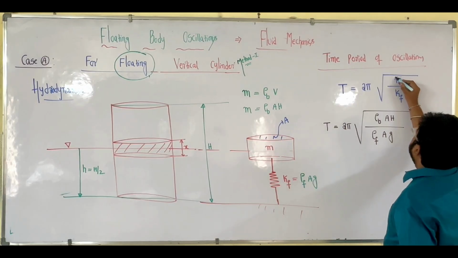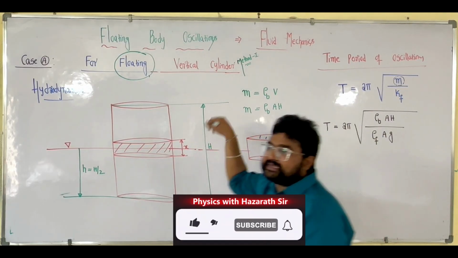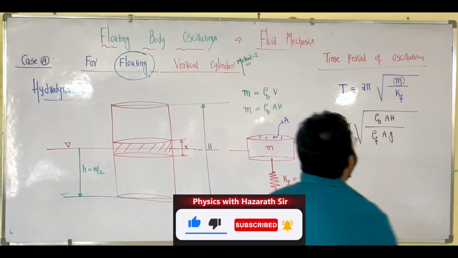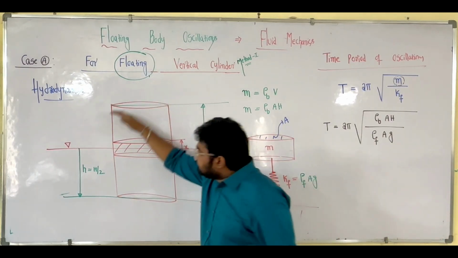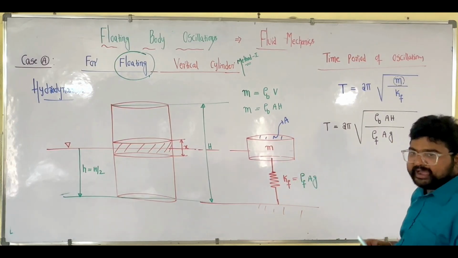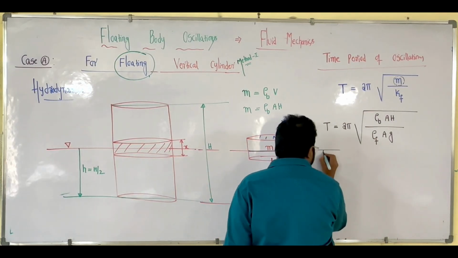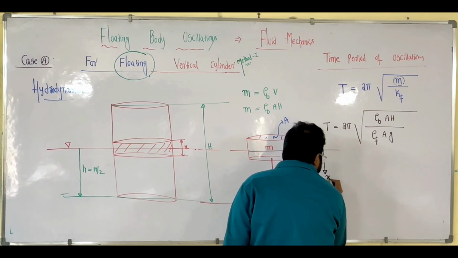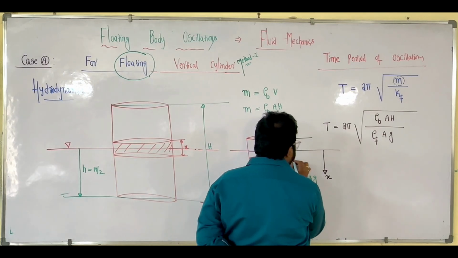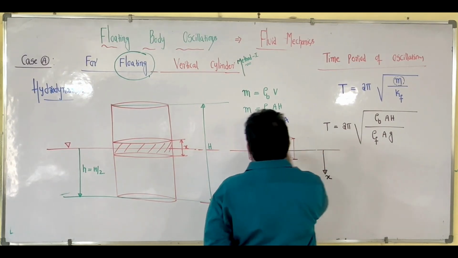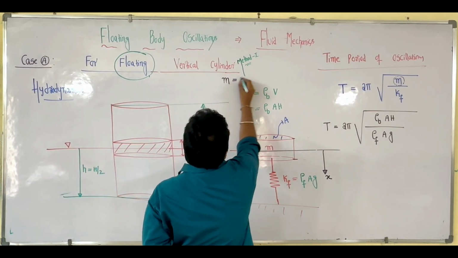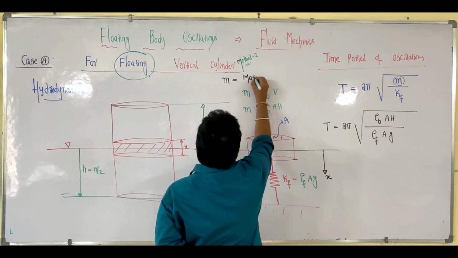Mass of the fluid, mass of the entire fluid? No, mass of the body only. That is the mass of the body, the element mass. The entire cylinder is oscillating. Take the element. This is the oscillation, this is the disturbance. This much volume of the fluid is at the interface. But M is the mass of the cylindrical body.